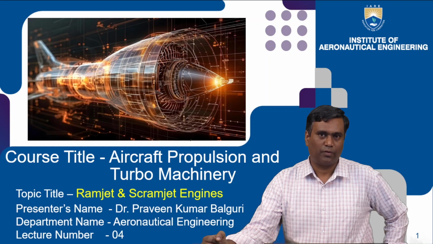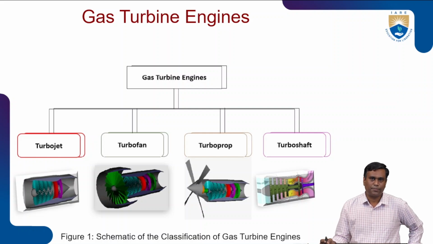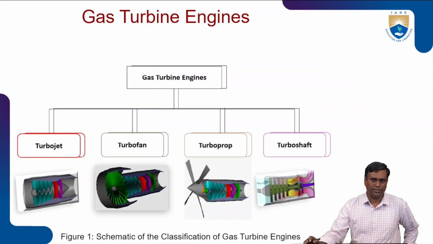In this lecture, we'll try to learn Ramjet and Scramjet engines. So far in the previous lectures, we have learned about working principles of various gas turbine engines. Those are turbojet, turbofan, turboprop and turboshaft engines. We have seen important components of individual jet engines, like important components in the turbojet, turbofan, turboprop and turboshaft, and their working principles. Otherwise, their function in the jet engine, right?